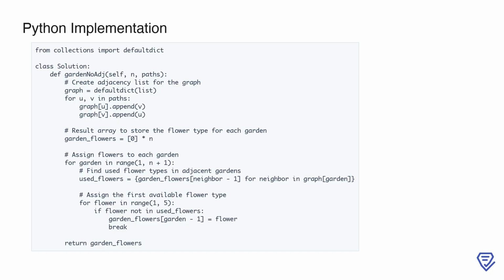This ensures that the current garden does not share a flower type with any of its adjacent gardens. The result array garden_flowers is returned, which contains the flower type for each garden. The algorithm is efficient with a time complexity of O(n + m), where n is the number of gardens, and m is the number of paths, making it suitable for the problem's constraints. Key edge cases are automatically handled. If there are no paths, each garden gets flower type 1. The graph's maximum size and complexity are handled efficiently using the adjacency list and set operations.